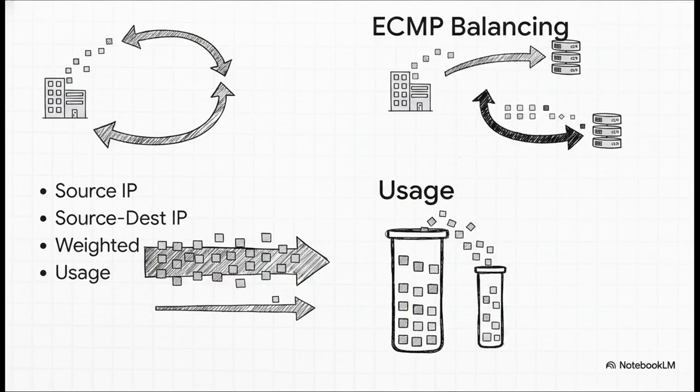FortiGate installs all of them and actively balances the load, and it can do this in 4 different ways. Based on the source IP, based on the source-destination IP pair, using a weighted system where you give a higher percentage of traffic to a stronger link, or using a usage spillover, where it fills up one link's bandwidth entirely before spilling over into the next one.